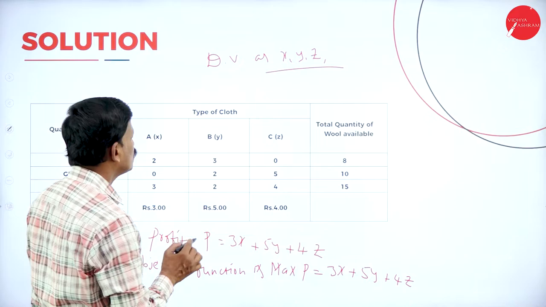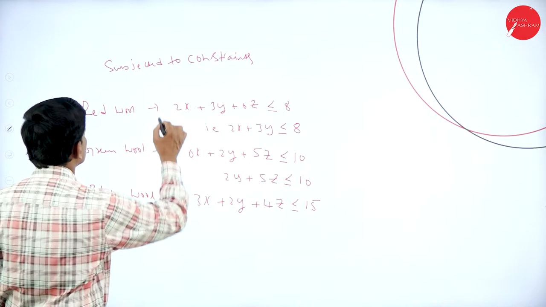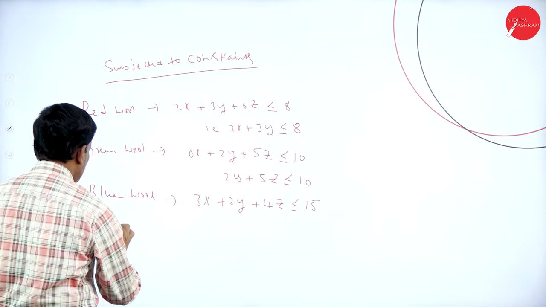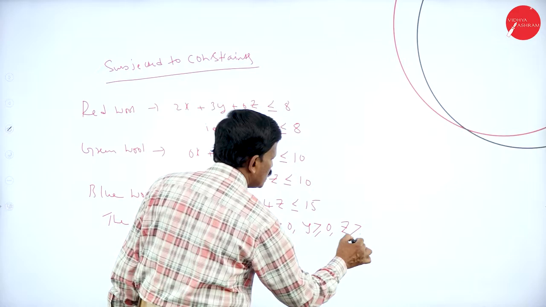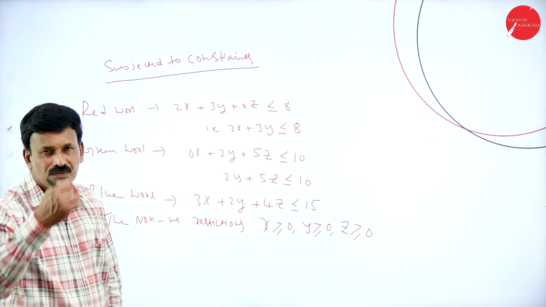So 8, 10 and 15. These are the constraints. And the non-negative restrictions are x is greater than or equal to 0, y is greater than or equal to 0, and z is greater than or equal to 0. This is the required LP. Hope you follow.